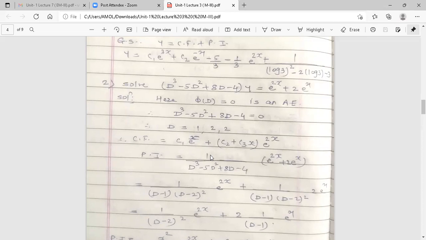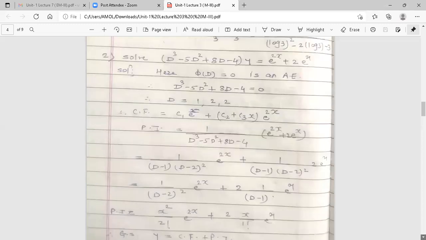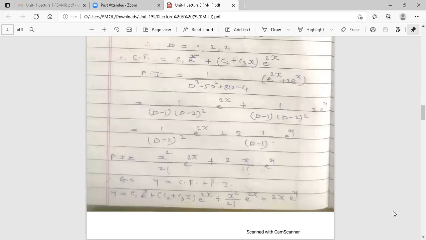Its particular integral is 1 upon (D³ − 5D² + 8D − 4) acting on the function e^(2x) + 2e^x. Now separate both the terms. So we have the factors of D³ − 5D² + 8D − 4: 1 upon (D − 1)(D − 2)² e^(2x) plus 1 upon (D − 1)(D − 2)² into 2e^x. Separate these two terms.